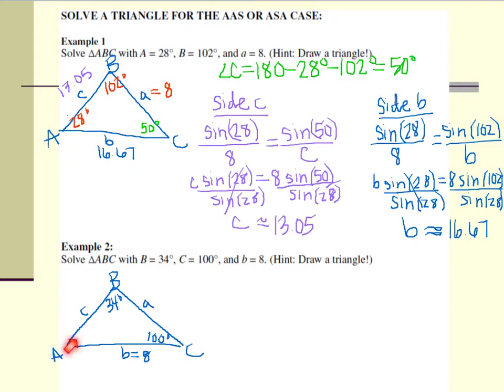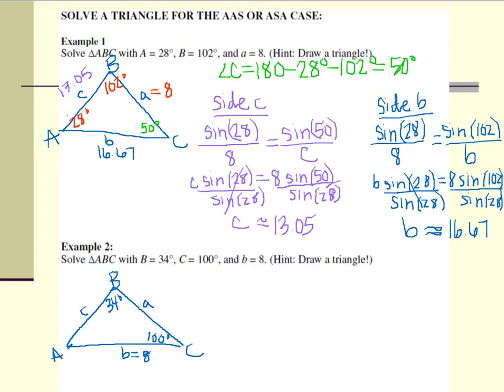So you can find this missing angle by subtracting these from 180, but to find your other ones, you'll have to do sine 34 divided by 8 and make another proportion here. So pause the video, try this one on your own.